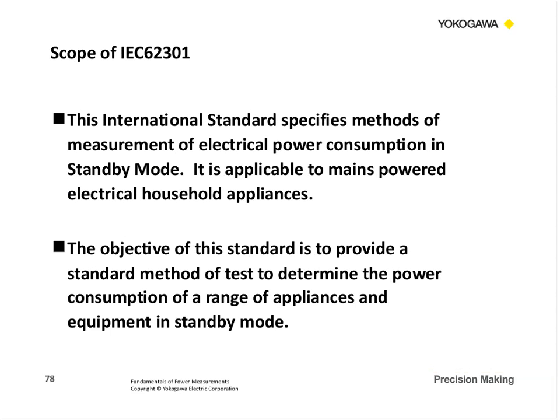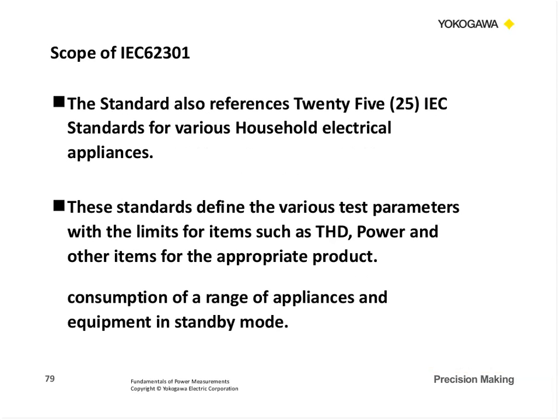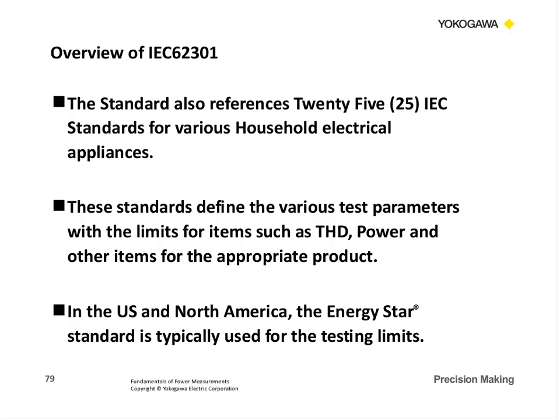This standard specifies the methods of electrical power measurement. It now covers 25 different standards for various household appliances. This defines the standards for something like a dishwasher, a refrigerator, laundry, TVs, stereos, all those different ones are defined by this standard with these 25 different test methods. It also defines such items not only as power, but as THD, or total harmonic distortion. We're going to get into harmonics a little bit later, but you do have to measure total harmonic distortion in this. So in the U.S., North America, Energy Star typically is using these testing limits from the IEC standard. They have worked together on that.